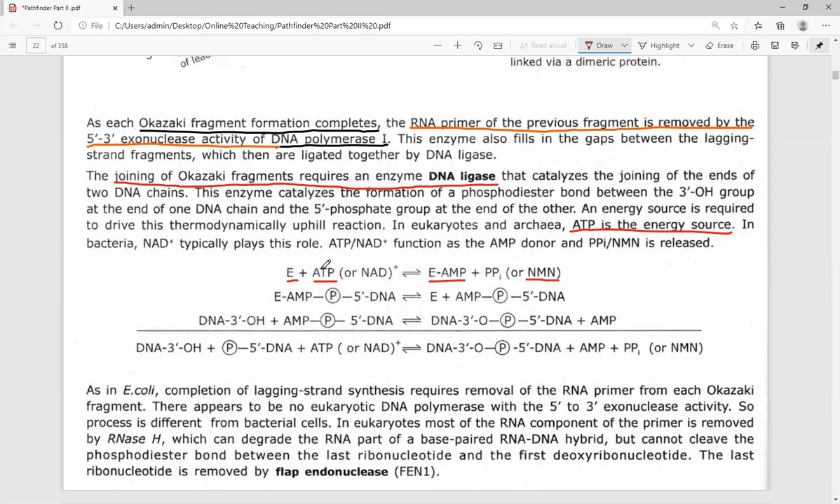What I wanted to say is that either ATP or NAD is going to be utilized. Both of these molecules are required, either one or the other, as an energy source for the function of the DNA ligase enzyme. Ligase uses these as the AMP donor molecules.